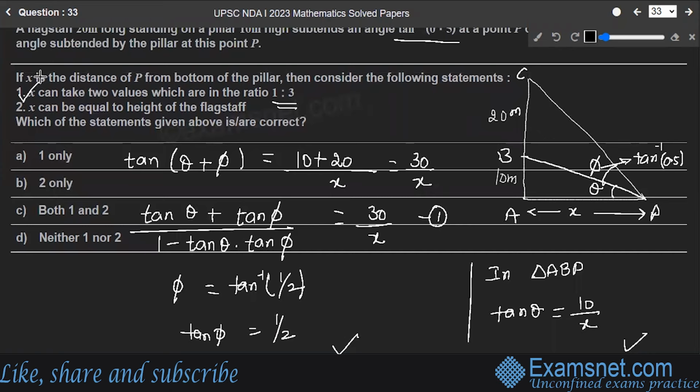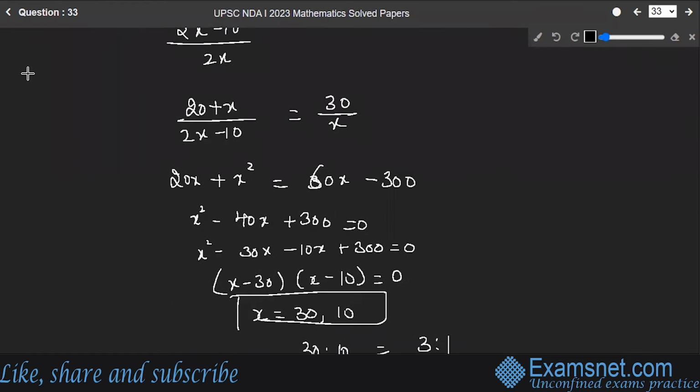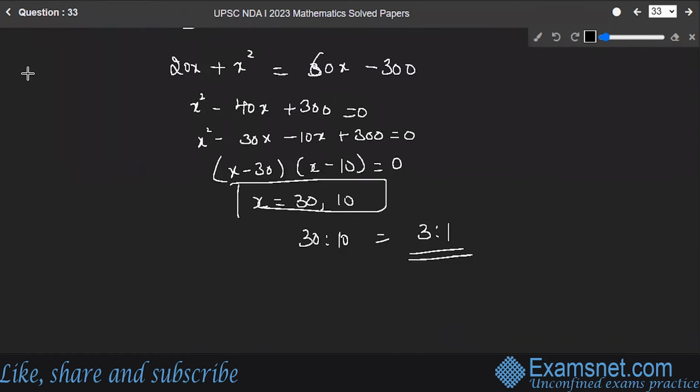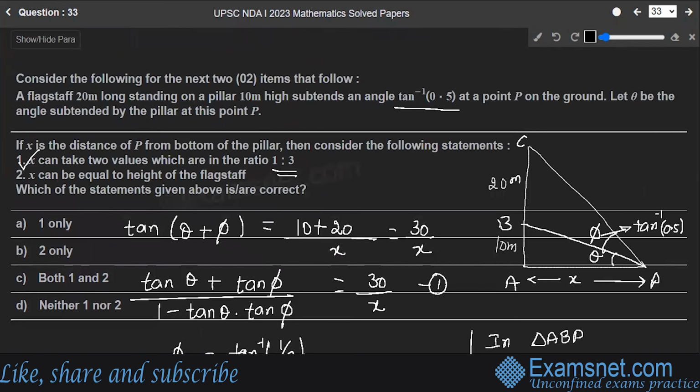The second one says x can be equal to the height of the flagstaff. Here, x can't be equal to the height of the flagstaff because x is equal to either 10 or 30. That means the flagstaff height was 20, so this is not true. Statement 2 is wrong. Hence, only 1 is the correct answer, option A.